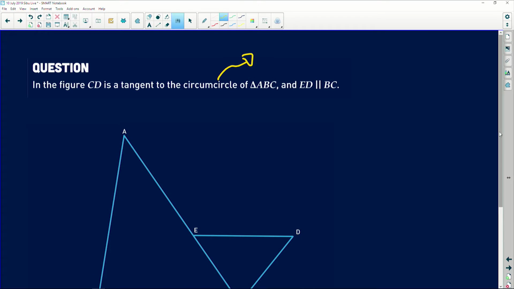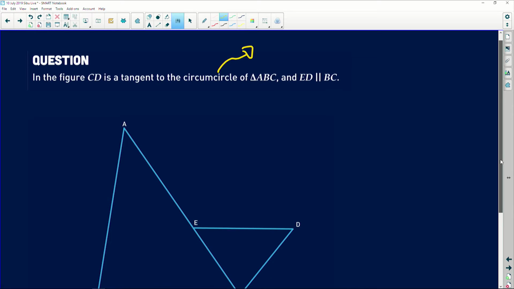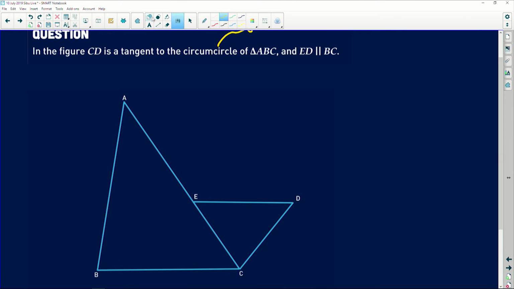It says to us here, in the figure, CD is a tangent to the circumcircle. Let's see what is going on there. We were told that there is some circumcircle here. Now, a circumcircle is basically the same as saying the following, guys. If you have a circle, which we will try and draw roughly here for us to understand what is going on, and then you have a triangle existing inside this circle, this is called a circumcircle, a circle that encloses a triangle.